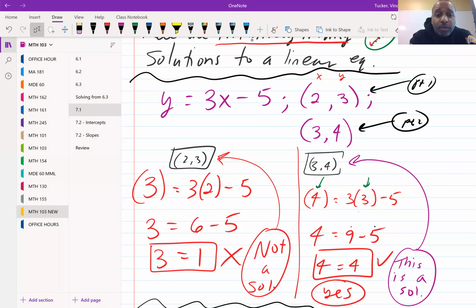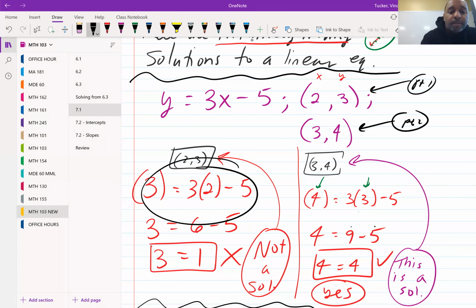The first one, (2, 3), is going to be 3 for y, 2 for x. That substitution is happening right here. So it's 3 equal to 3 times 2 minus 5, excuse me. 3 times 2 is 6. 6 minus 5 is 1. So you see we have a statement of 3 equal to 1. So that's telling us that that's not a solution.